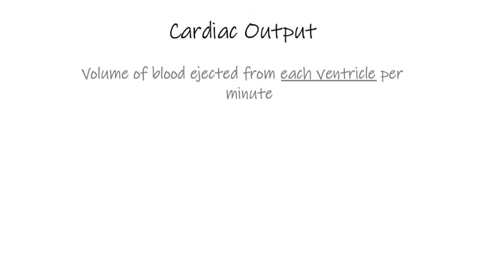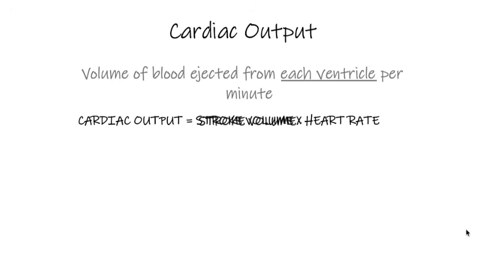So the next term that we have is cardiac output. So cardiac output is the volume of blood ejected from each ventricle per minute. So that means that's going to be the stroke volume times the heart rate.